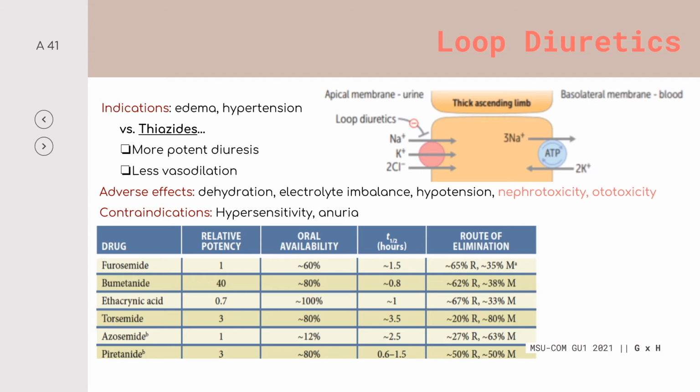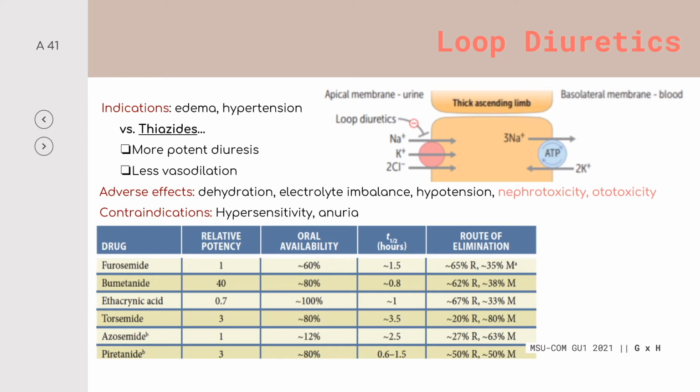The sodium-potassium-2-chloride symporter of the thick ascending loop of Henle is the primary site of action of your loop diuretics. There are two types of loop diuretics based on their chemical structure. There are sulfa-containing loop diuretics that would include furosemide, the most commonly used loop diuretic, bumetanide, torsemide, azosemide, and piretanide, and the phenoxyacetic acid derivative ethacrynic acid.